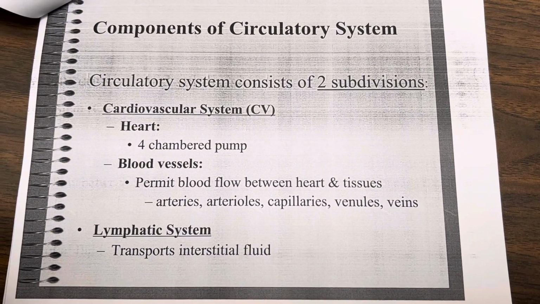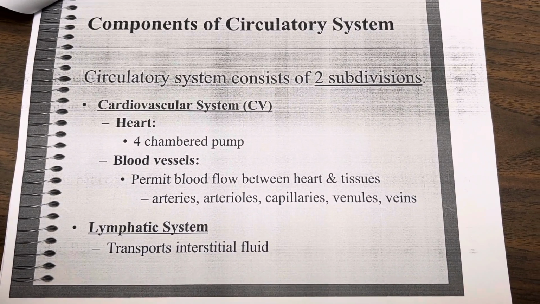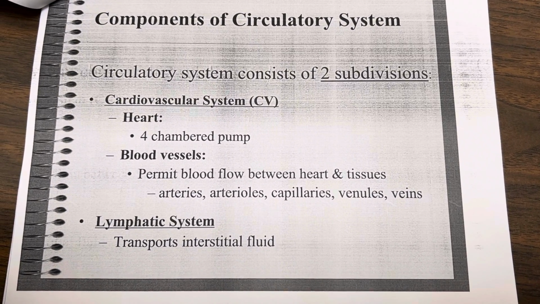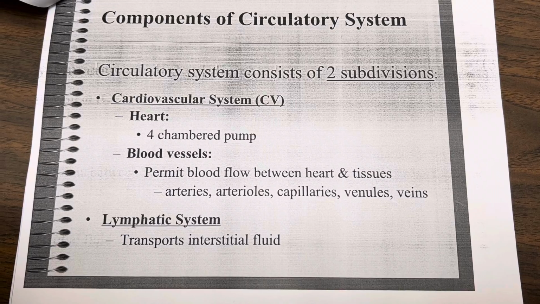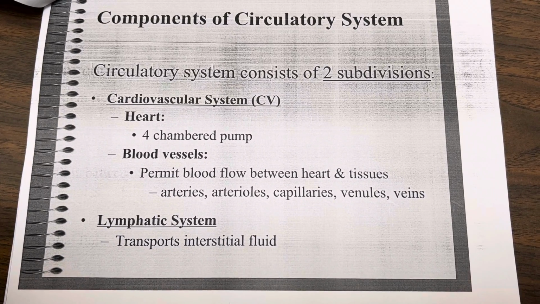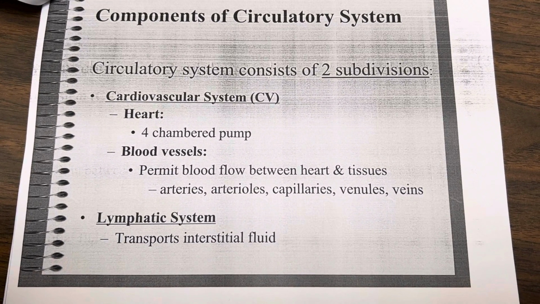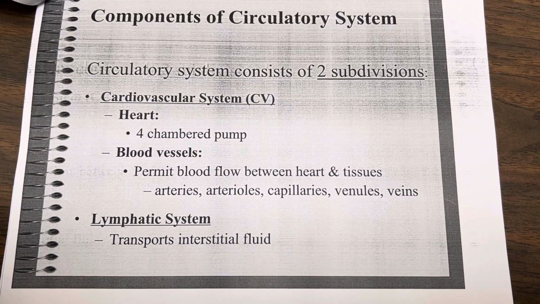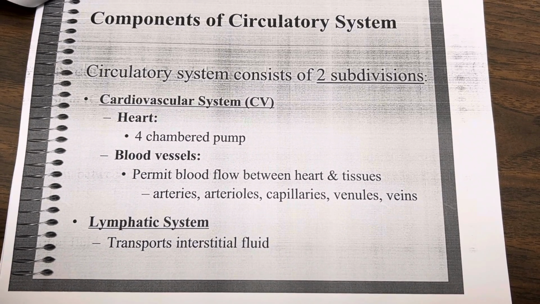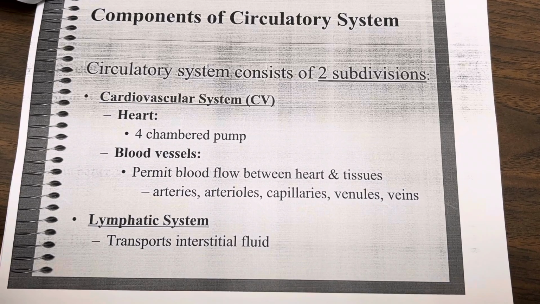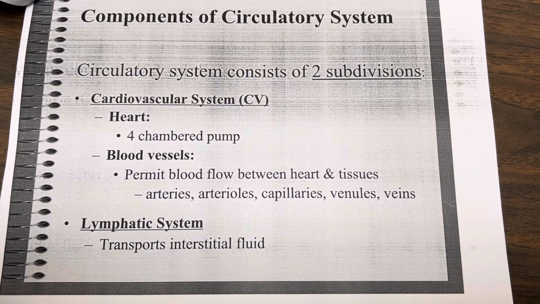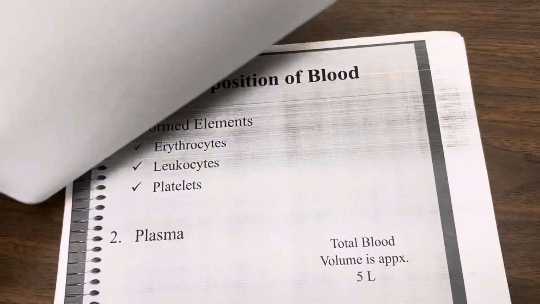Components of the circulatory system. The circulatory system consists of two subdivisions: the cardiovascular system and the lymphatic system. Cardiovascular system: heart equals a 4-chambered pump; blood vessels permit blood flow between heart and tissues. Arteries, arterioles, capillaries, venules, veins. The lymphatic system transports interstitial fluid.